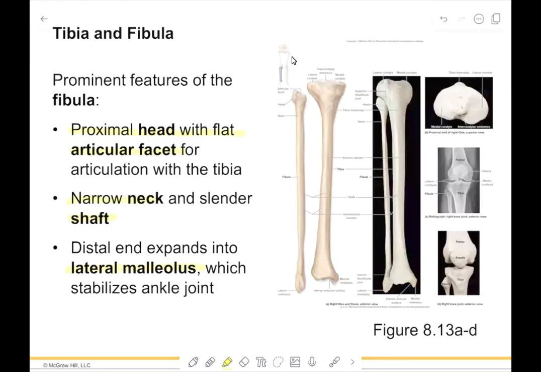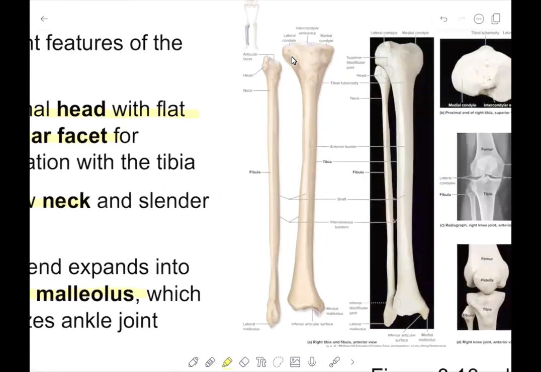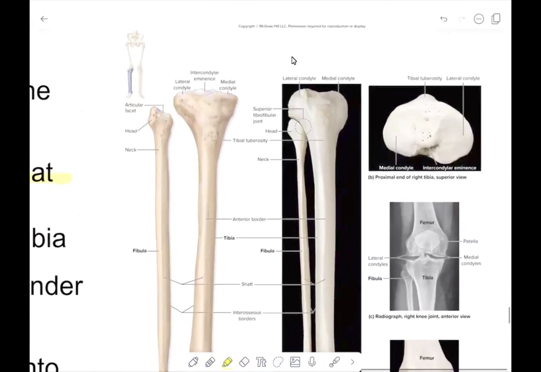So let's look at this anatomy a little closer here. I'm going to zoom into the proximal region of the tibia. We can see the medial condyle and the lateral condyle that articulate with the distal femur. So there's a lateral condyle. This is just the proximal end of the right tibia, the lateral condyle and the medial condyle. We can also see those in this X-ray.